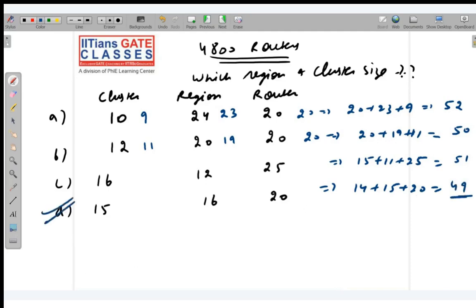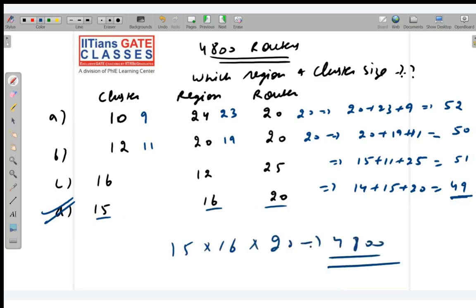Now, but before checking 49, you have to do the calculation. Is it okay or not? 15 into 16 into 20. Please do it. You should get 4800. If you are not getting, then it is wrong. It's as simple as that. We got 4800, sir. Yeah, so that's it. So D option is correct. But if by chance you are not getting 4800, you will cross that option. You will say calculation is not good. Okay. So you will check next other option and so on.